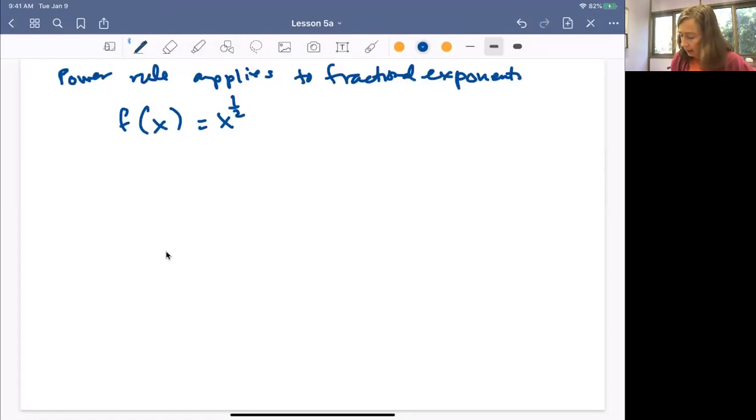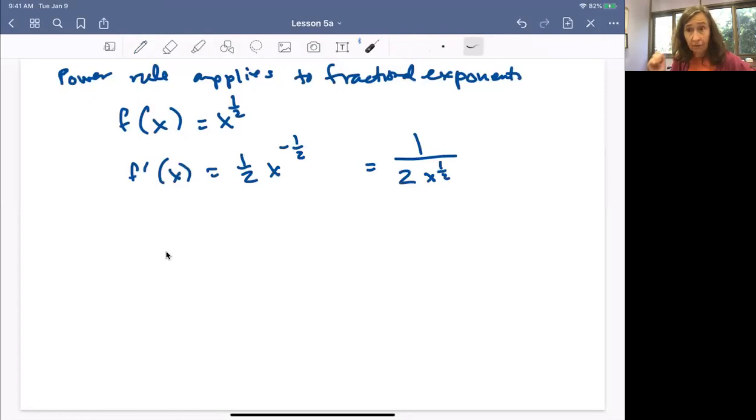So just applying that same rule, my n now is 1/2, so it's 1/2 times x to the n minus 1 power. Well, 1/2 minus 1 is negative 1/2. And again, I might want to write that as 1 over 2 x to the 1/2 power. I might want to, but honestly, if I was going to take another derivative, which guess what I am, it's just easier to look at it that way.